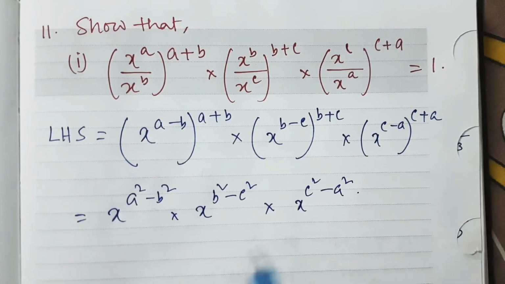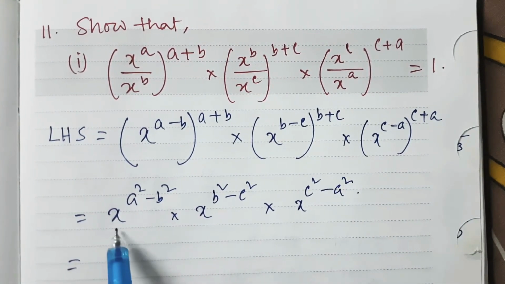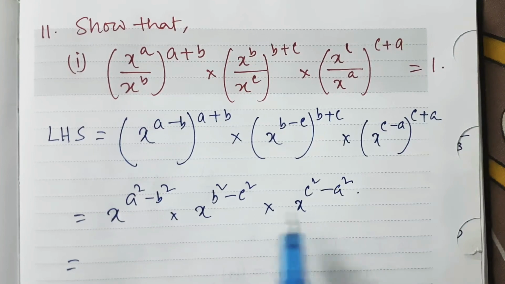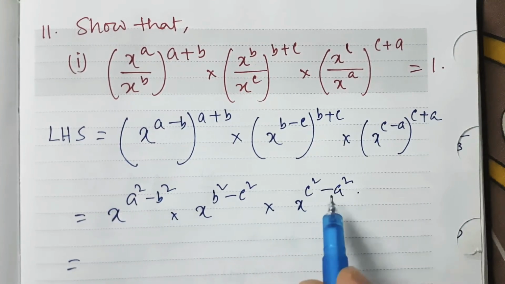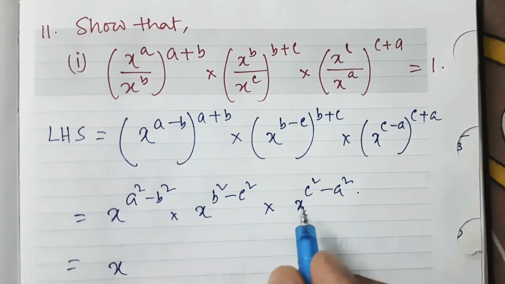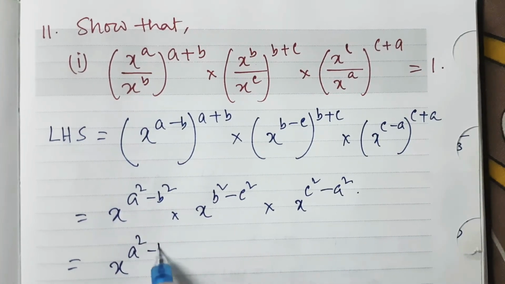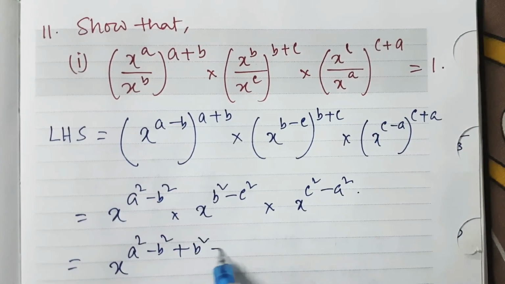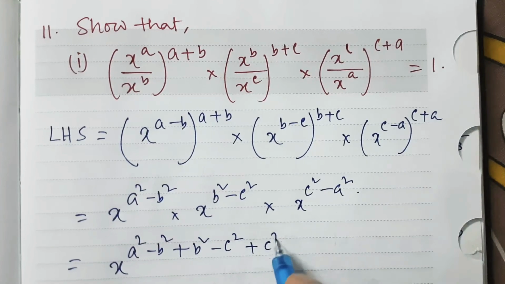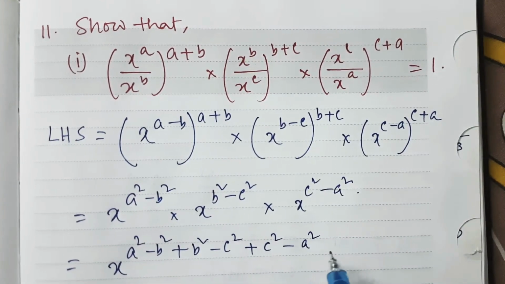Isn't it? So all the bases are equal. Now you just add the powers. So x to the power, this is formula number 1, x to the power a square minus b square plus b square minus c square plus c square minus a square. Okay. Now this a and this a will get cancelled.